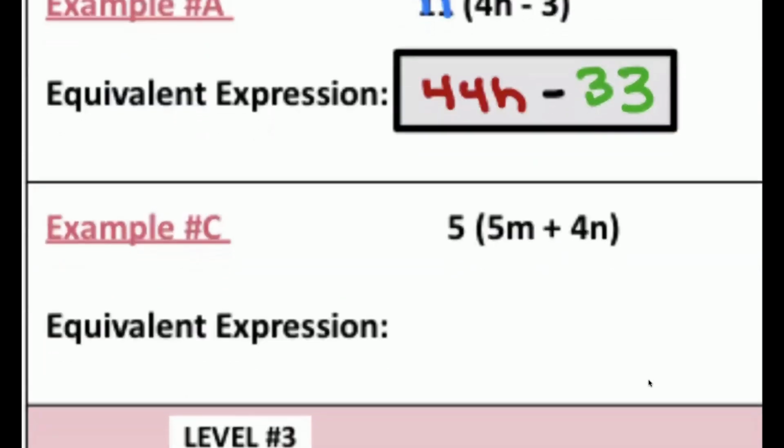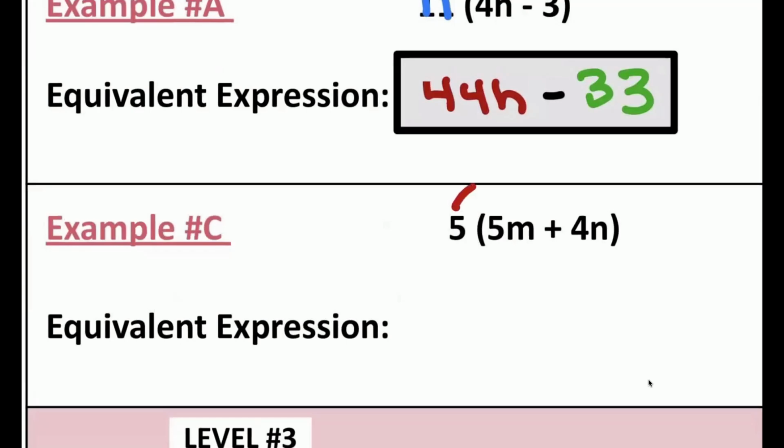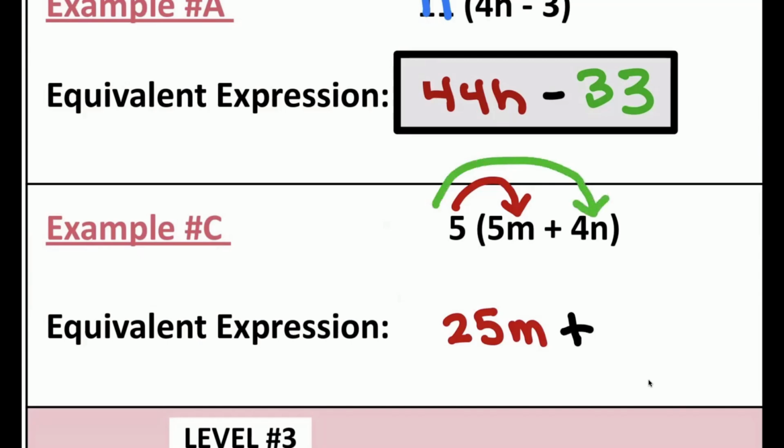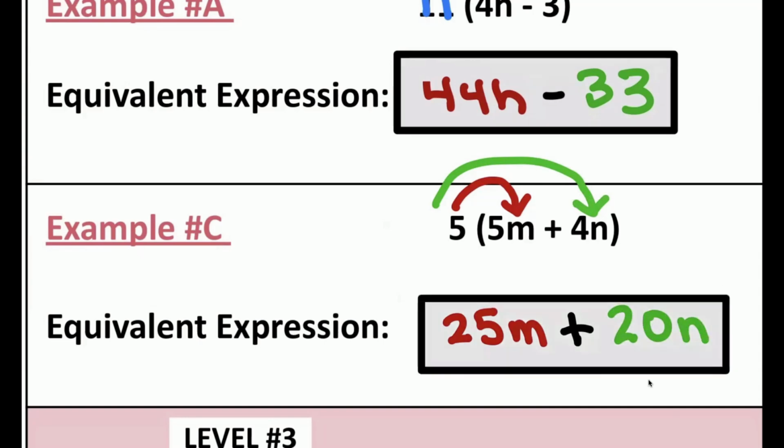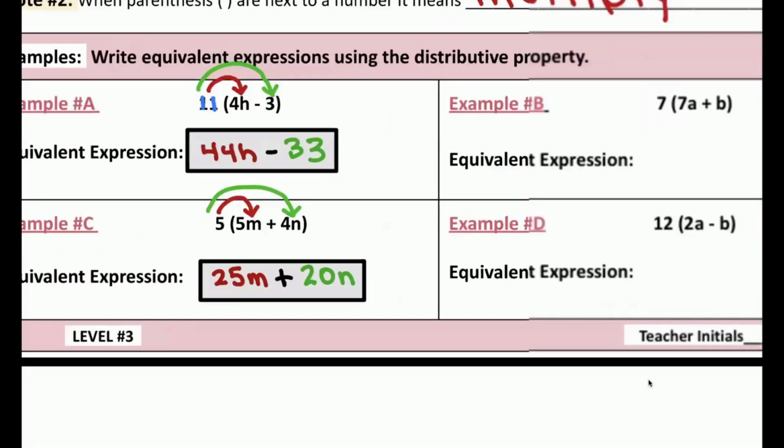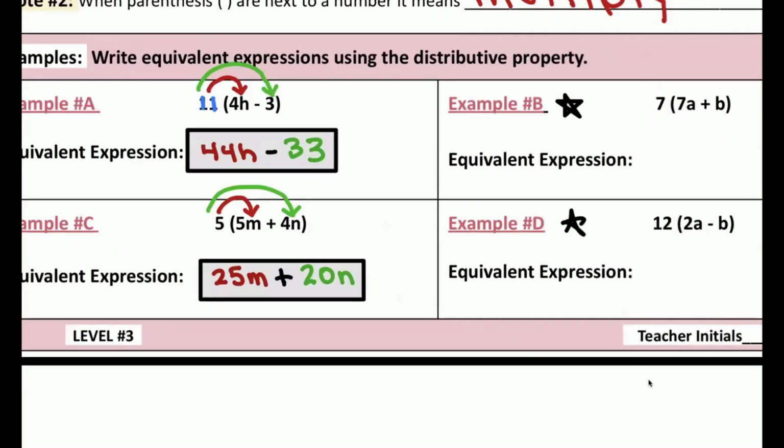For example C, I'm going to do 5 times 5m, which is 25m. I'll bring down my plus. 5 times 4n is 20n. Final answer. Remember, you cannot add your m's and n's together. They are separate variables and have different values. Go ahead and complete examples B and D on your own. Then, if your teacher wants you to, check in with them to get their feedback.